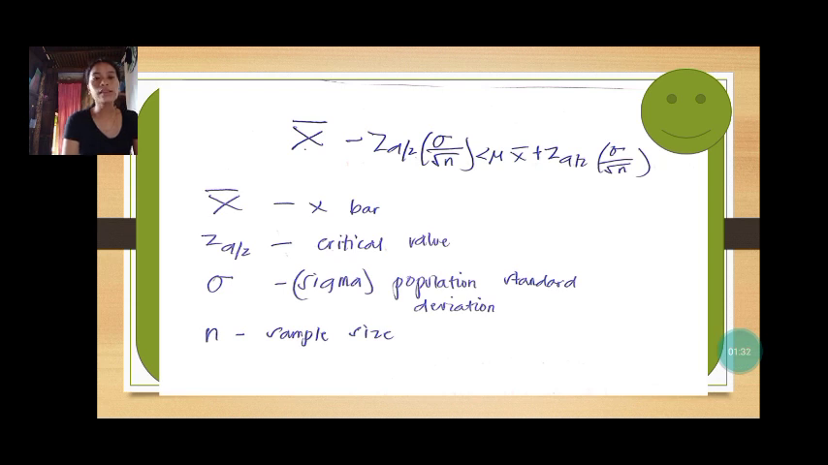So, X bar is the sample average. Z sub alpha over 2 is the critical value. And the sigma here is the standard deviation, and the n is the sample size.